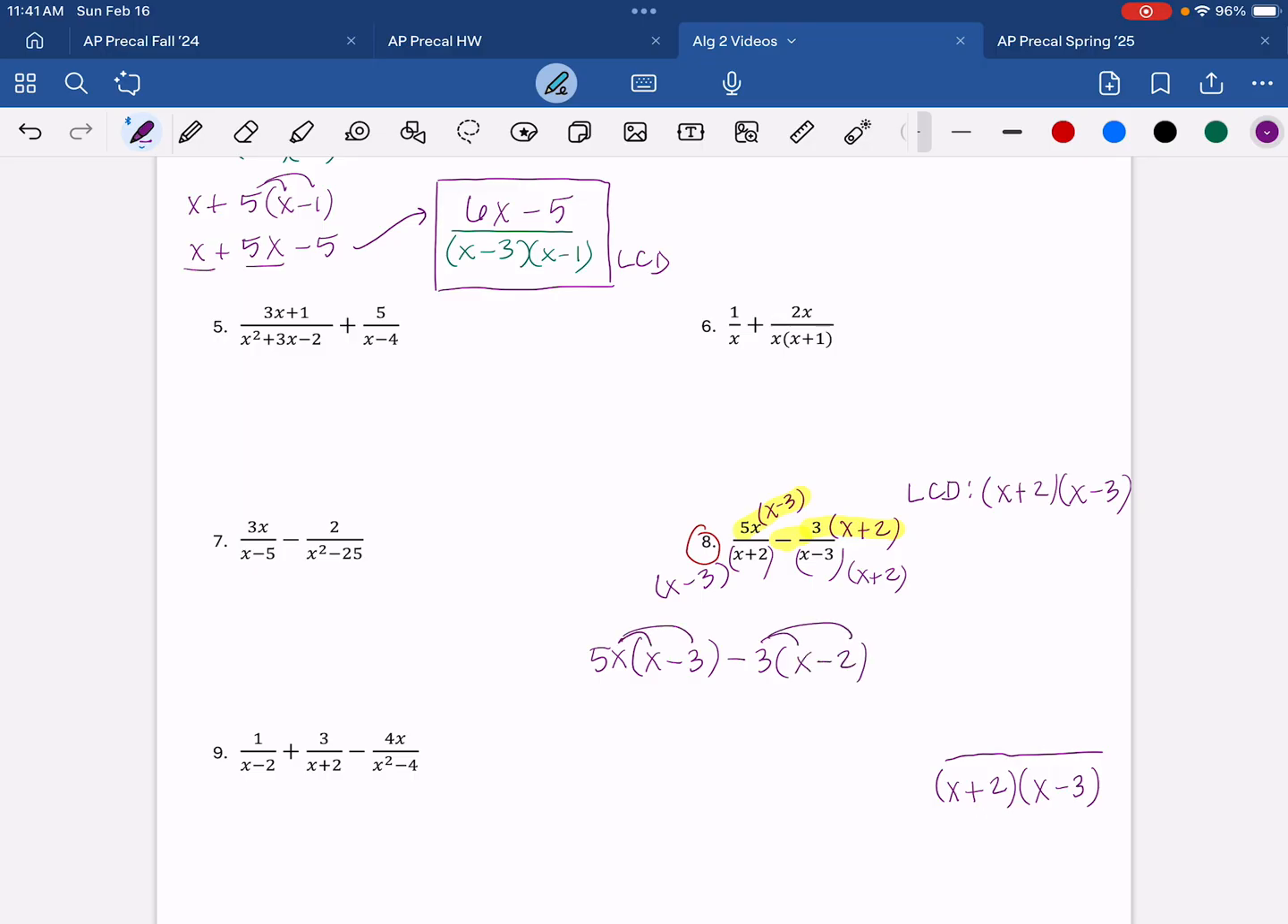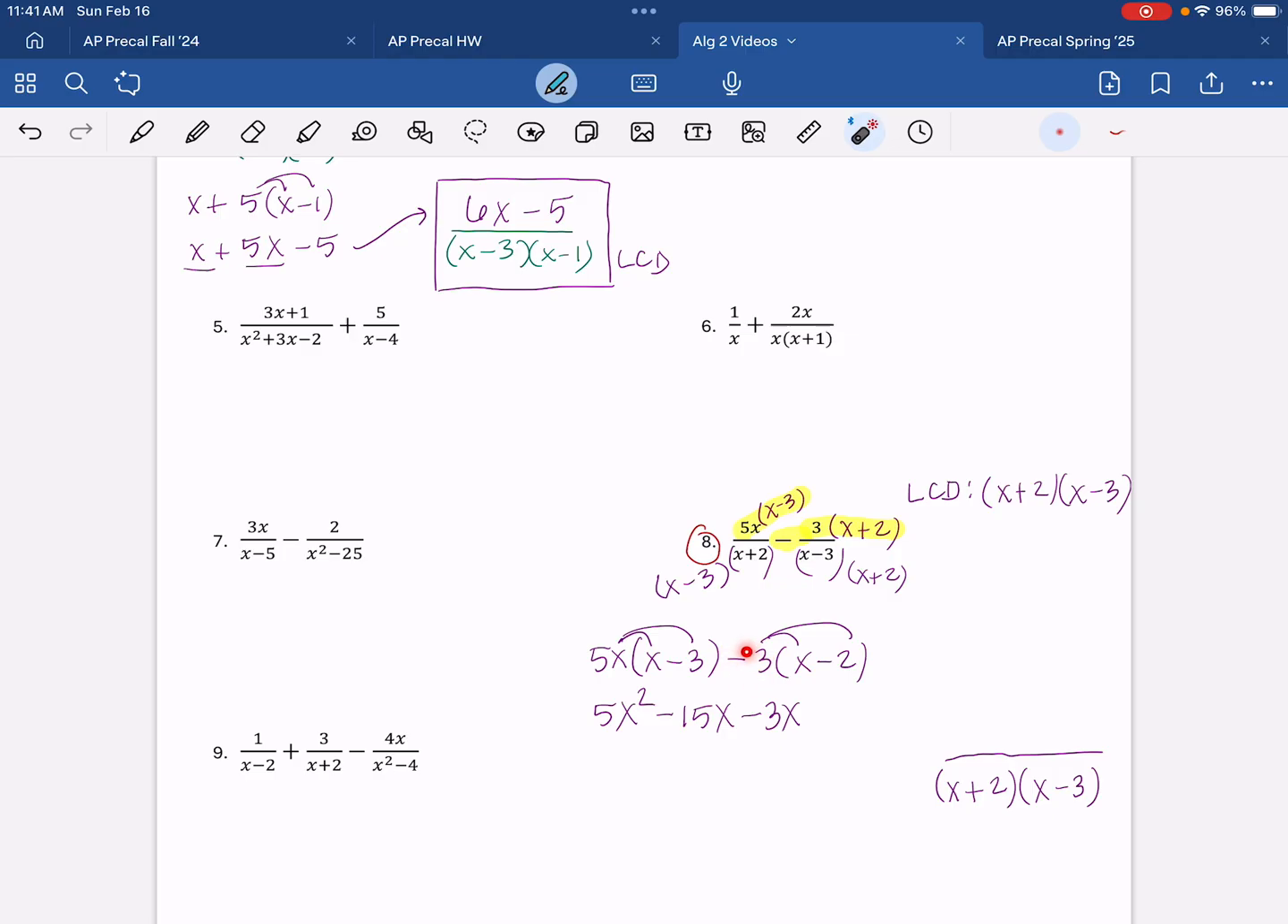So let's distribute. 5x squared, once we do x times x, minus a 15x, a negative 3 times x, so I'm going to write that down. And be careful with your signs here. This is a negative 3 that multiplied by negative 2. So it's going to make a positive 6. And I'm going to combine these like terms and then go write it in my fractional answer. So I have 5x squared minus 18x plus 6, and that's all we could do.